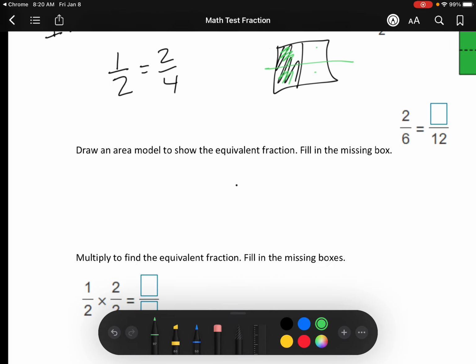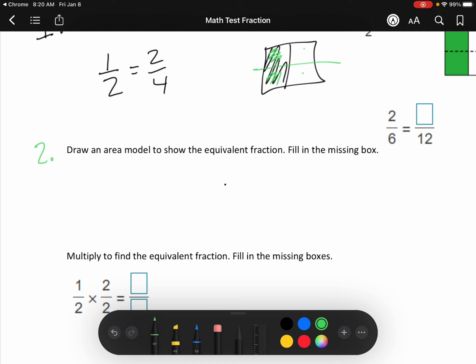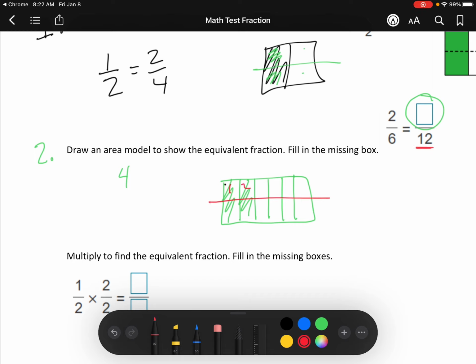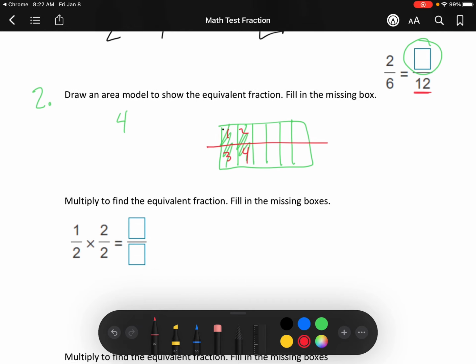Okay, question number 2 now. Draw an area model to show the equivalent fractions. Fill in the missing boxes. Well, since you're on the computer, you obviously can't draw it, so you need to fill in this missing box. So if you got the answer of 4, you are correct. How we do that with an area model is we would have 2/6, so 1, 2, 3, 4, 5, and 6. And then we'd have 2 of these shaded in, so that's 2/6. And then we're just breaking it in half because we need to end up with 12. So now we have 1, 2, 3, 4 pieces.